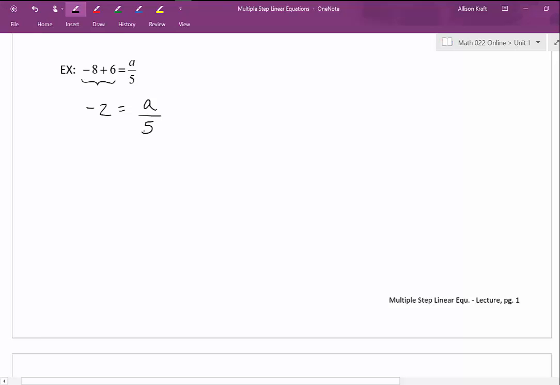We want all of our variable terms to be on one side of the equation, all of our constant terms to be on the opposite side. We have that. Now we want to get that variable term all by itself. To eliminate the division by 5, I'm going to do the opposite operation, and I'm going to multiply by 5. On the right, our 5's cancel out, leaving us with just a, and on the left side, we have negative 10. The solution to our equation is negative 10 is equal to a.